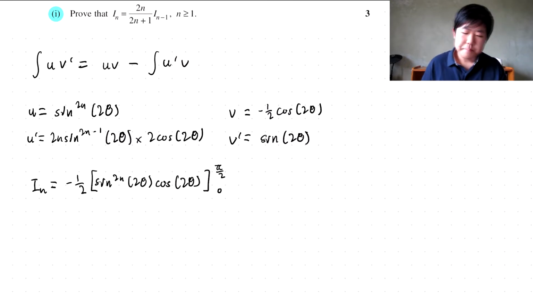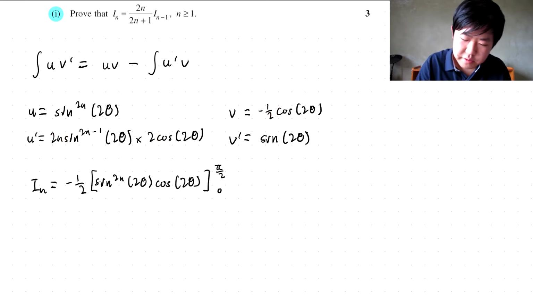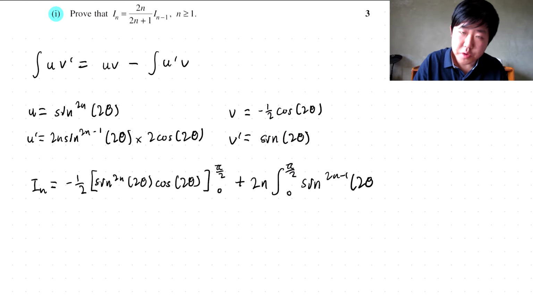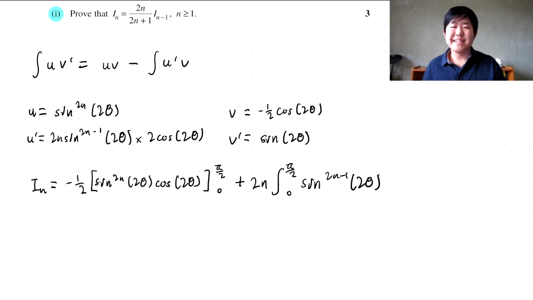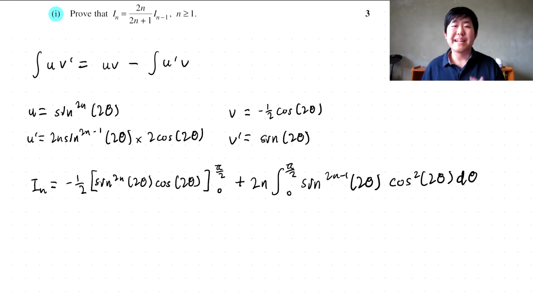π/2, 0, and then we need to multiply u dash by v. So we have the constants 2n, 2, and minus half, and a minus in here of course, so that'll convert to a plus, and it'll be 2n integral π/2, 0, and then sin^(2n-1)(2θ), and since there's cos 2θ times cos 2θ, that's a cos squared 2θ, dθ. So that's the equation for I_n there.